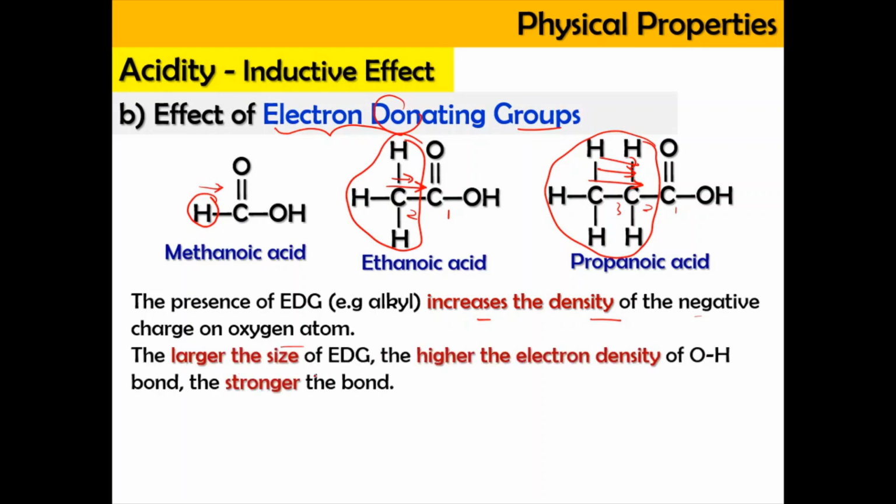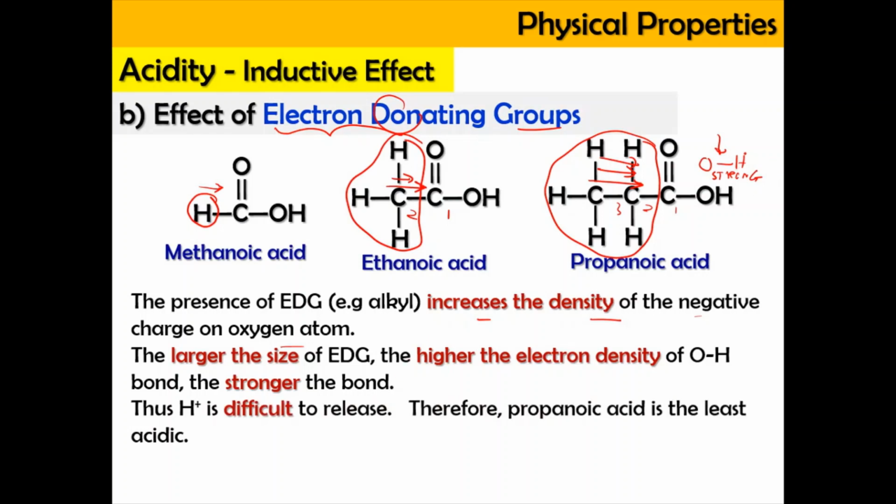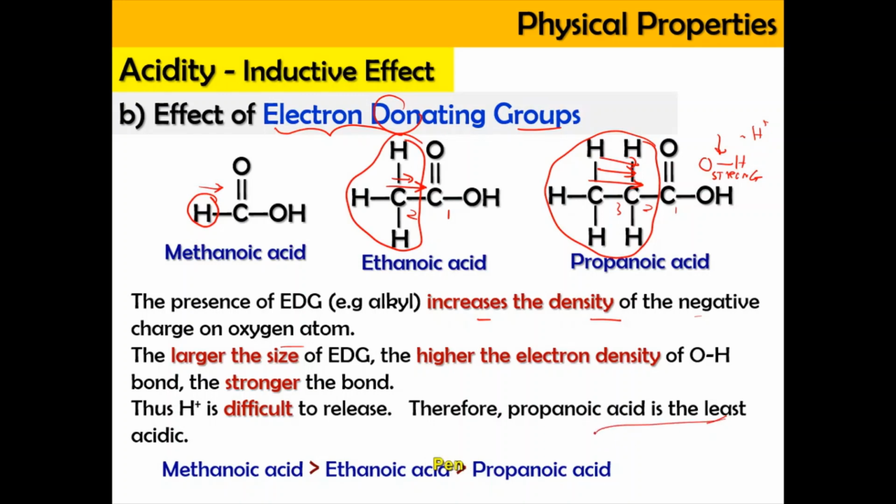Okay, so the larger the size of the electron donating group, the higher the electron density of the OH, because the alkyl group keeps donating electron density towards the OH side. So the OH bond becomes very strong. The stronger the bond, the more difficult it is for the hydrogen to be released. So we can say that propanoic acid is going to be the least acidic. Methanoic acid is the most acidic, followed by ethanoic acid and propanoic acid. So here is the least acidic, propanoic.